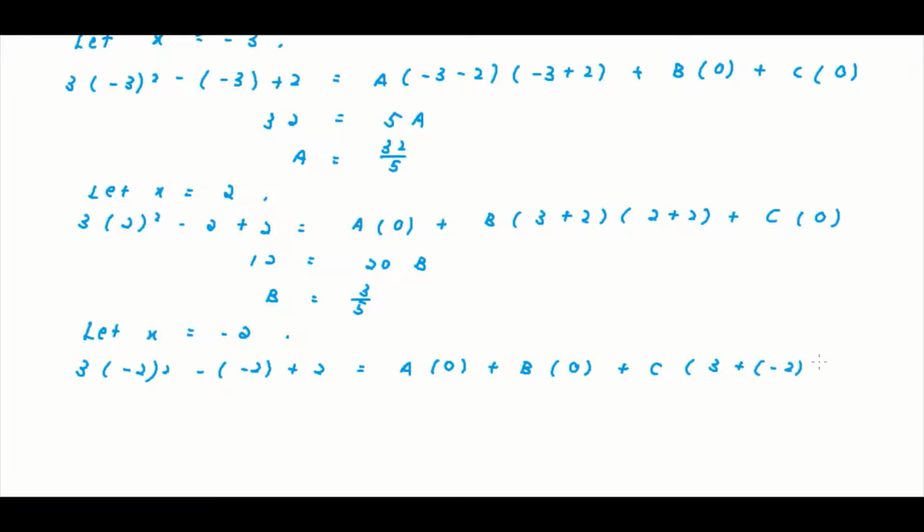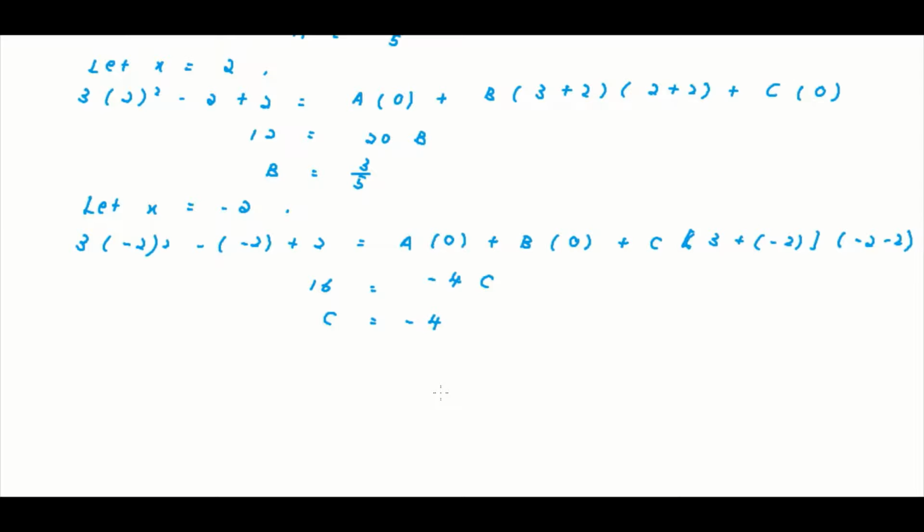So c will be times (3 plus negative 2). Okay, and after that you have the other one, sorry, this should be a bracket. Then the other one, negative 2 minus 2. So this is for c. So you will be getting 16 equals 5, so negative 4c. So your c will be negative 4. Okay, so after you have got your a, b, c, now you need to substitute. Please make sure that you don't leave your answer like this in your last step.